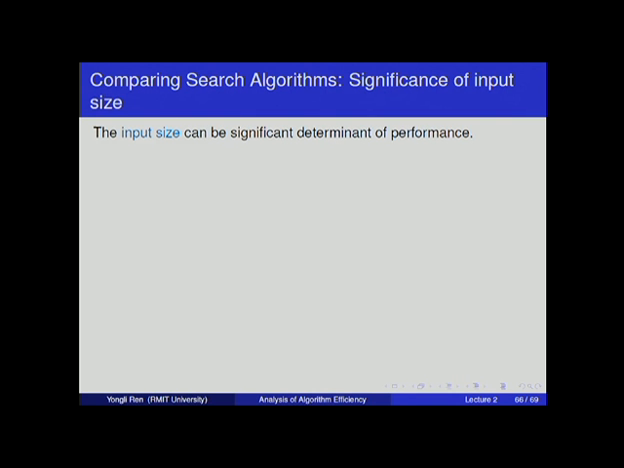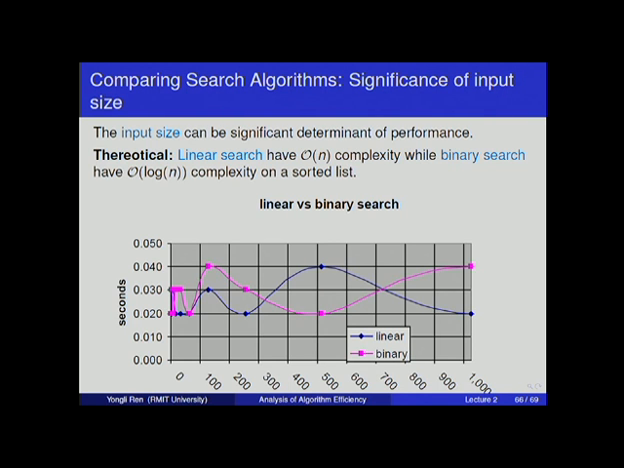Now, the input size also affects the performance. What this one means is something like that. We get 2 searches, linear search and binary search. In theory, linear search has O(n) complexity. For binary search, you get O(log n). So this one is quicker.